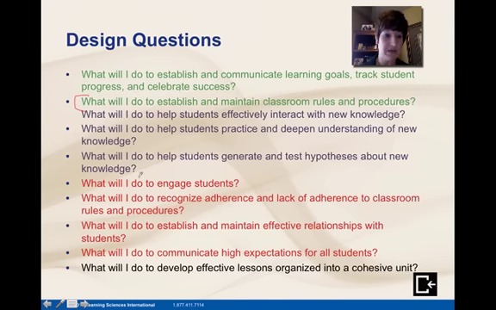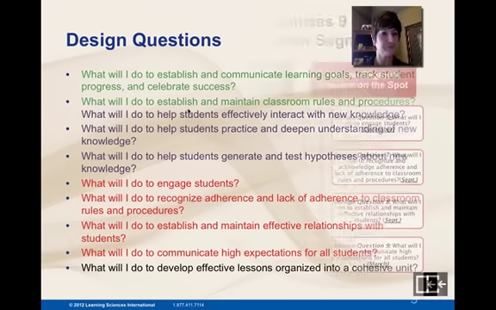Now we're going to come down here and we're going to do what will I do to recognize adherence and lack of adherence to the classroom rules and procedures. That's design question 7. And then what will I do to establish and maintain effective relationships with students? And this goes right in line with our we believes that we came up with that first day back.